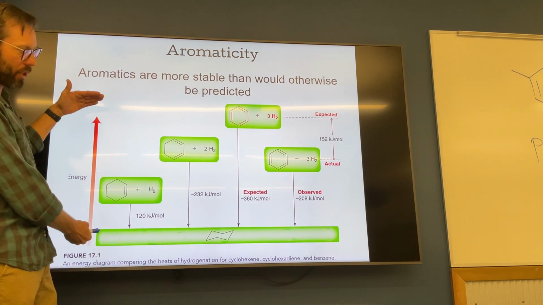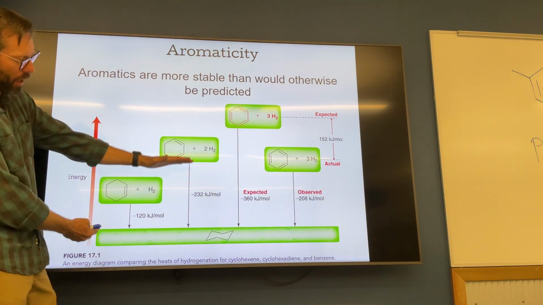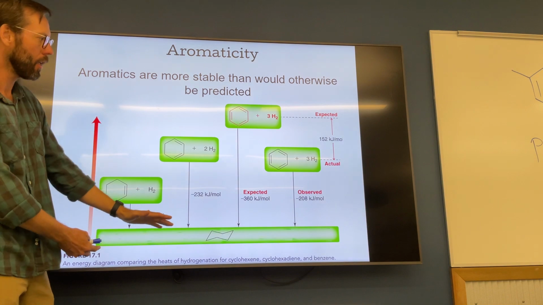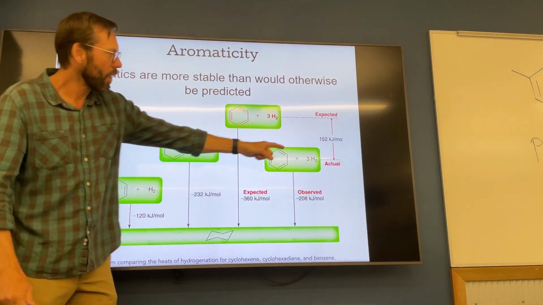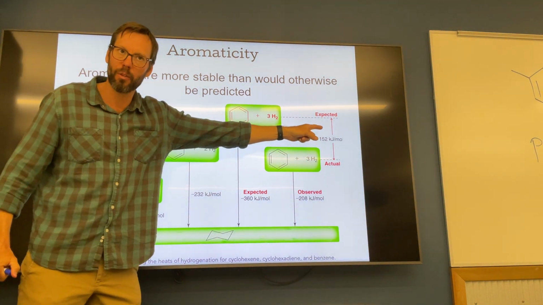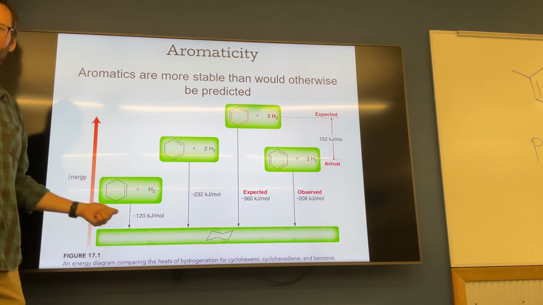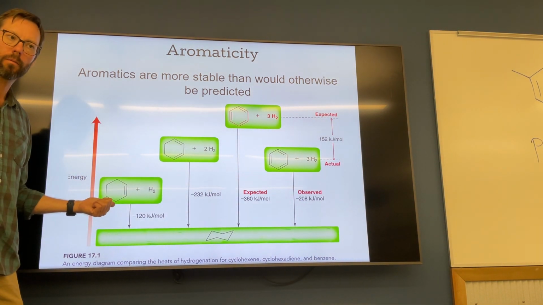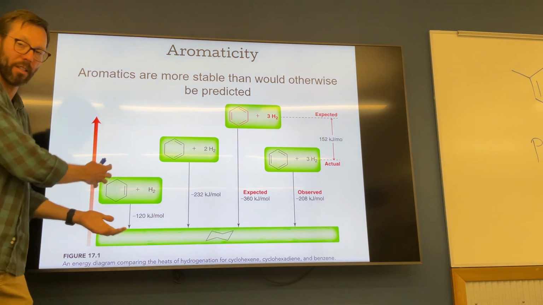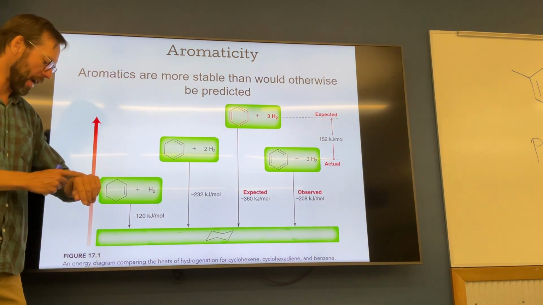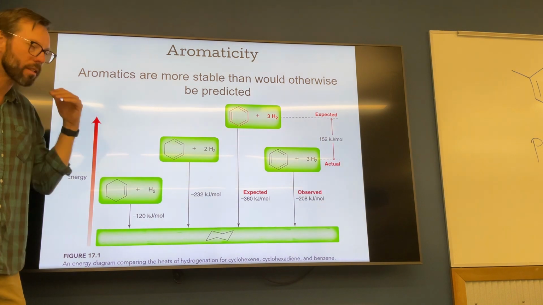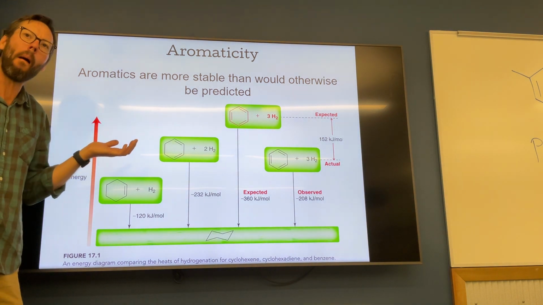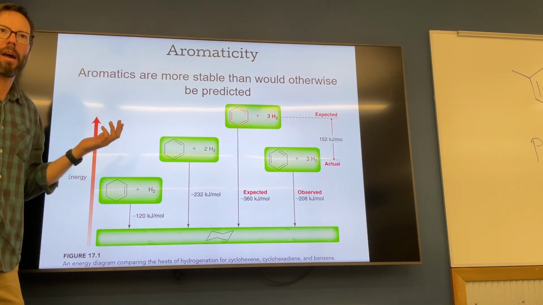Because we're plotting energy this way. As we get rid of these pi bonds, the energy goes down. So the amount of stability it has is more than this magnitude here. And that was interesting. Huh. Why is that?